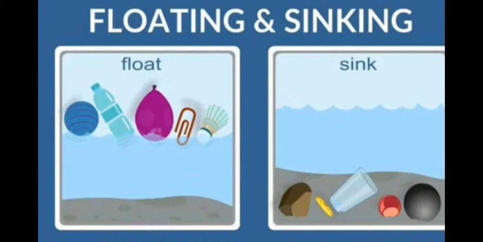Next we will see floating and sinking. Whether an object will sink or float in a liquid is determined by the density of the object compared to the density of the liquid. If the density of the substance is less than the density of the liquid, it will float. For example, a balloon, which is less dense than water, will float on it. Some substances have more density than water. For example, a stone will sink.